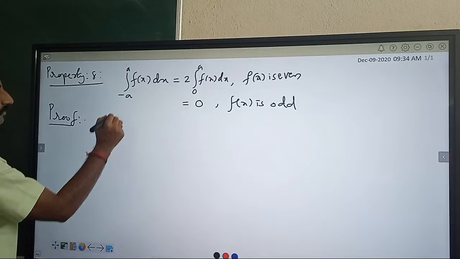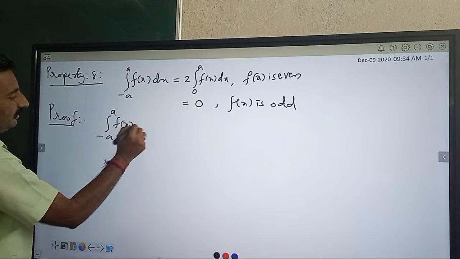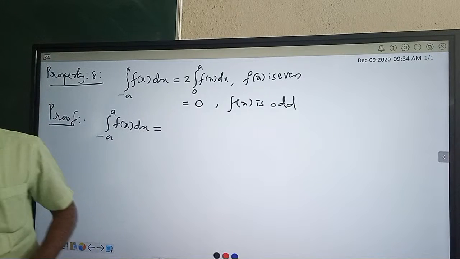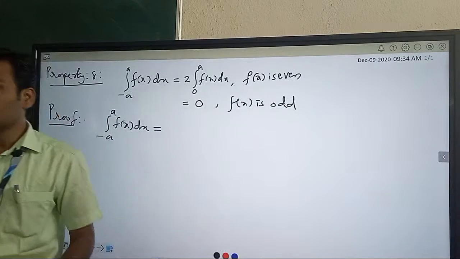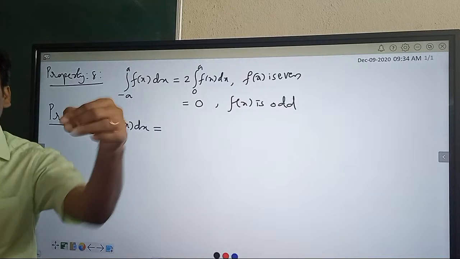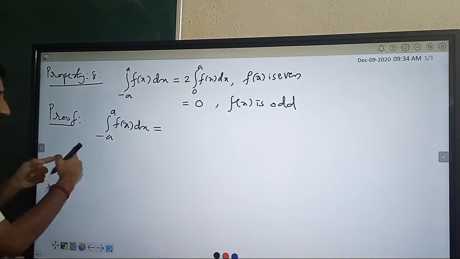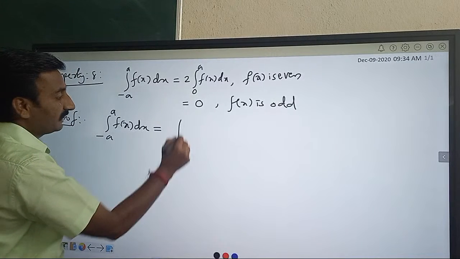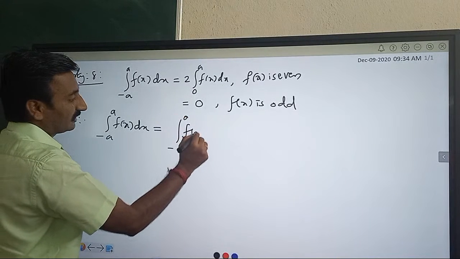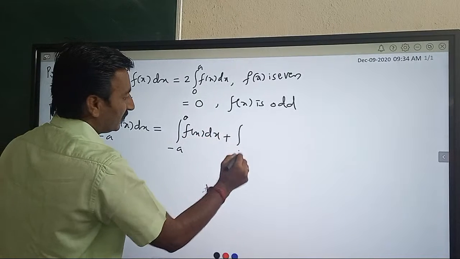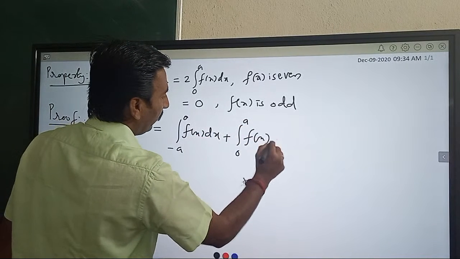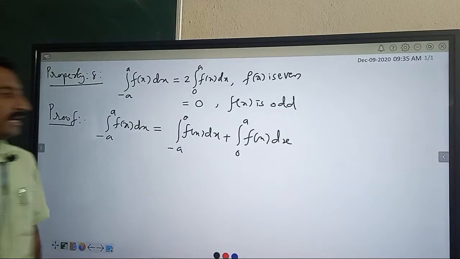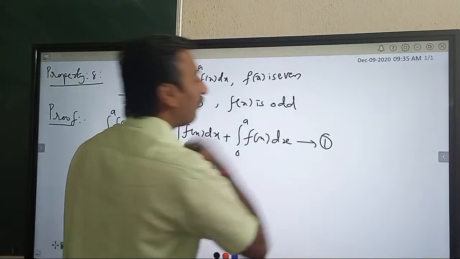Suppose you have the integral from minus a to a of f of x dx. That means, if we have 0 to 10, then I can write 0 to 5 and 5 to 10. So it is minus a to 0 and 0 to a. I can write it as the integral from minus a to 0 of f of x dx plus the integral from 0 to a of f of x dx. This is my very, very important step.